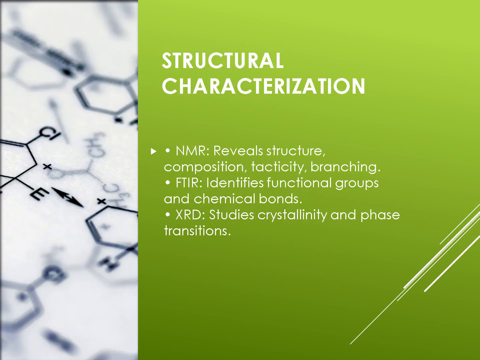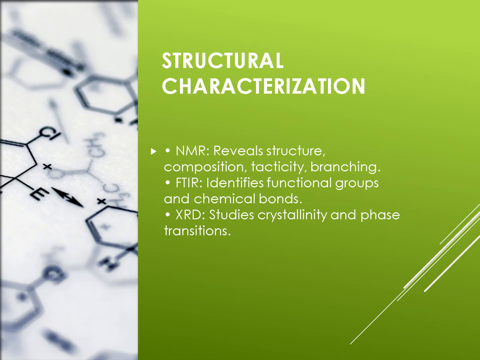Next, we move from how big a polymer is to how it's built. The structure defines everything from flexibility to chemical resistance. One of the most powerful tools here is nuclear magnetic resonance, NMR spectroscopy. NMR lets us peek into the atomic arrangement, identifying monomer units, branching, and tacticity, which is how polymer chains are spatially arranged. Fourier transform infrared, FTIR spectroscopy, on the other hand, works like a molecular fingerprint.